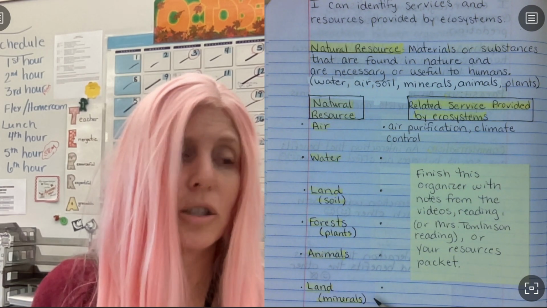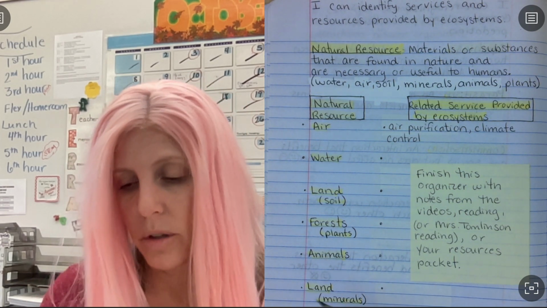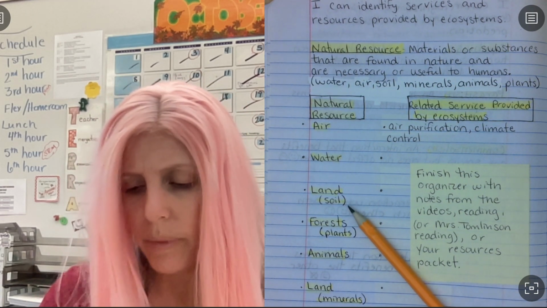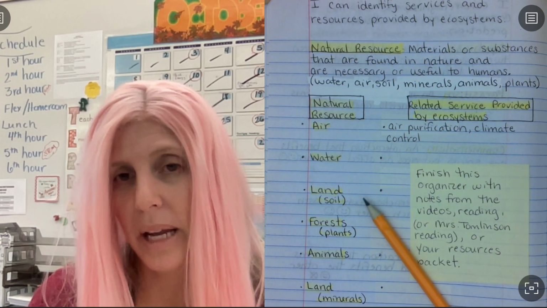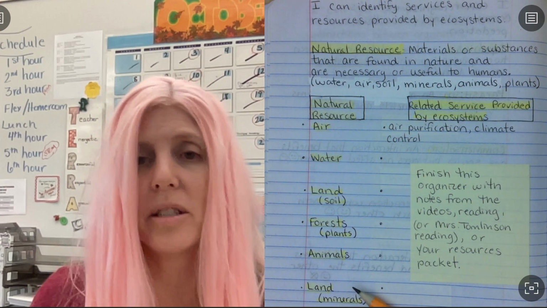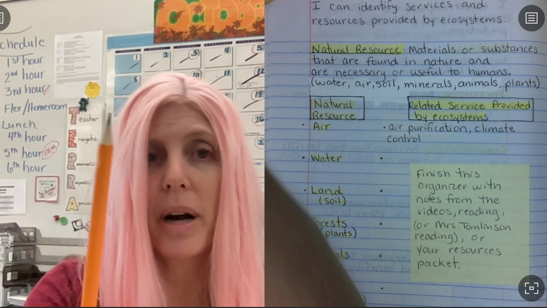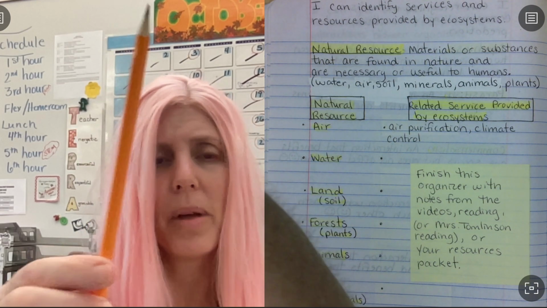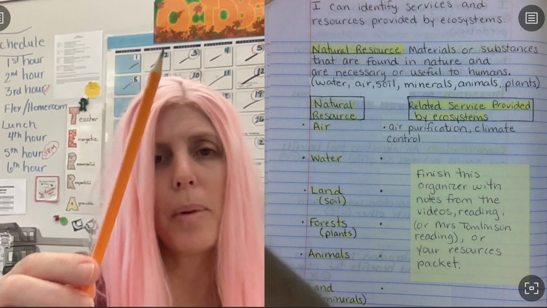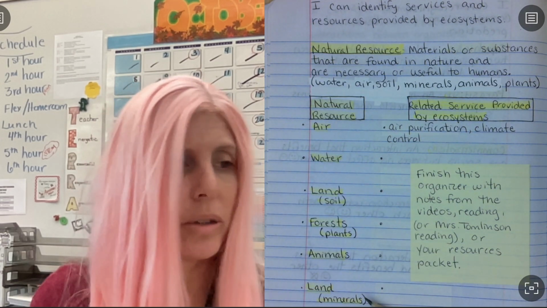So land, just being minerals. There's a difference between the soil and the minerals. Land soil is to support plants, and the minerals are actually things that we make. Like, for example, this pencil right here, made out of graphite, right? Where do you think this paint comes from? You can't just go out in nature and get it, but we made it with minerals, right?